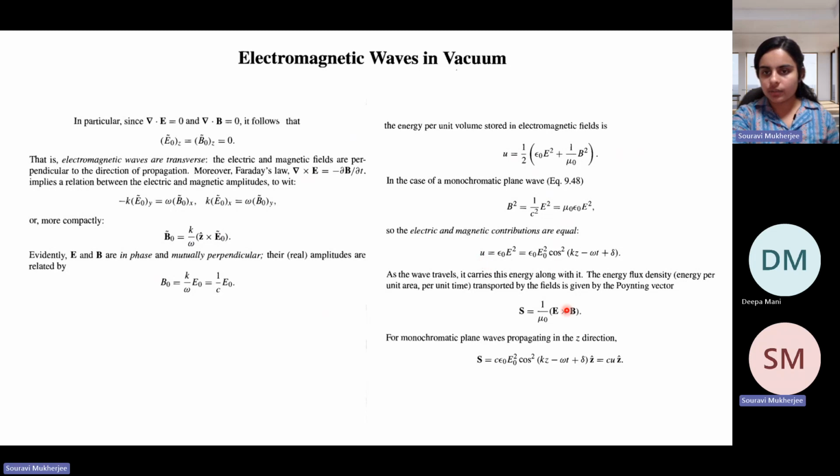And what is the direction in which this energy is flowing? That is given by the Poynting vector, because as you can see, the energy is flowing in the same direction in which your wave is flowing. So it's along the direction of your wave vector, which in this case is Z cap, and it's perpendicular to both E and B. This is what is called the Poynting vector, which talks about how much energy is transported by this electromagnetic wave.